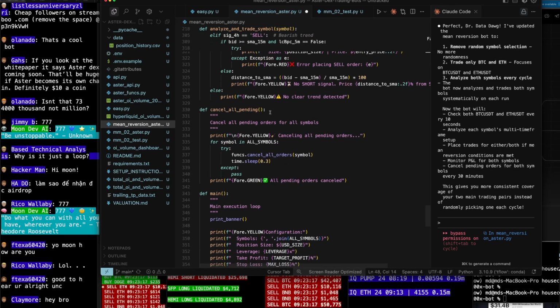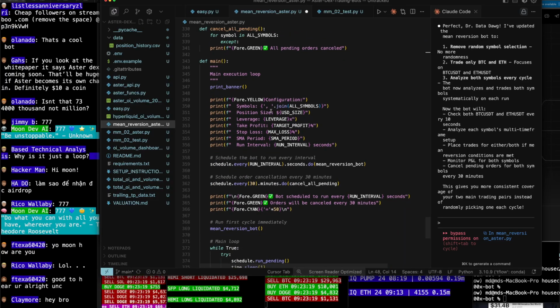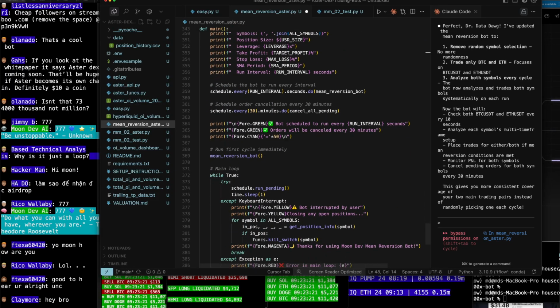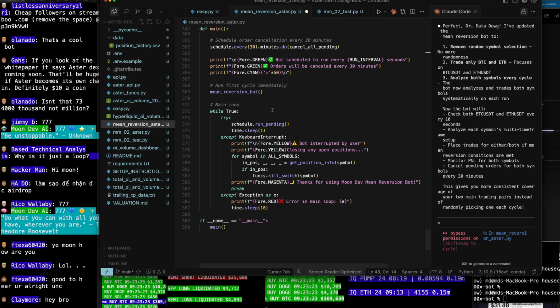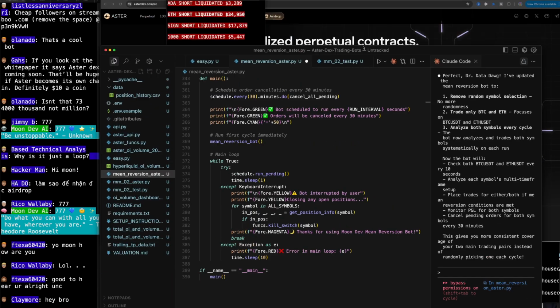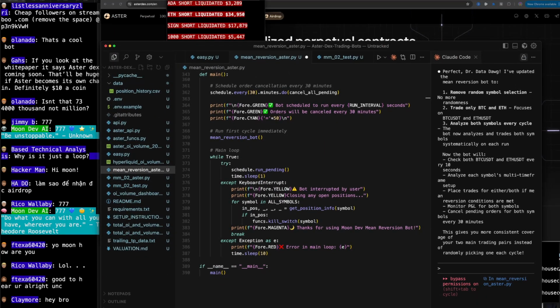Cancel pending orders, good. Okay, this might work well. I mean, this might run. I need to test it here. I'll test it in a minute. I do want to run back to a couple backtests I had, because those were actually looking quite nice.